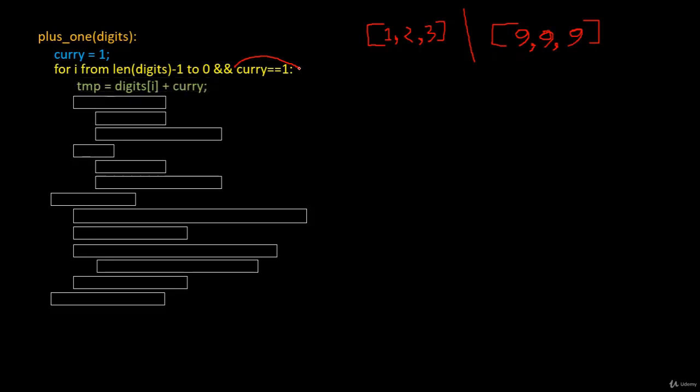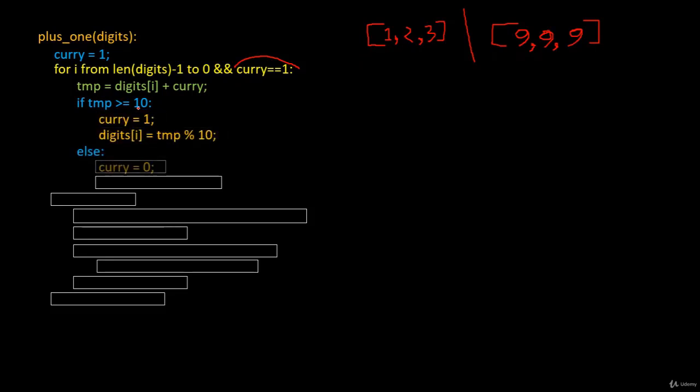Then we calculate temp equals digit[i] plus 1, so 3 plus 1 equals 4. Then we check, is temp greater than or equal to 10? No, so this code will not run. Then this else part will run, so carry equals 0 and digit[i] equals temp. In this case, this 3 will be replaced with 4. So we're done with this for loop because carry becomes 0.